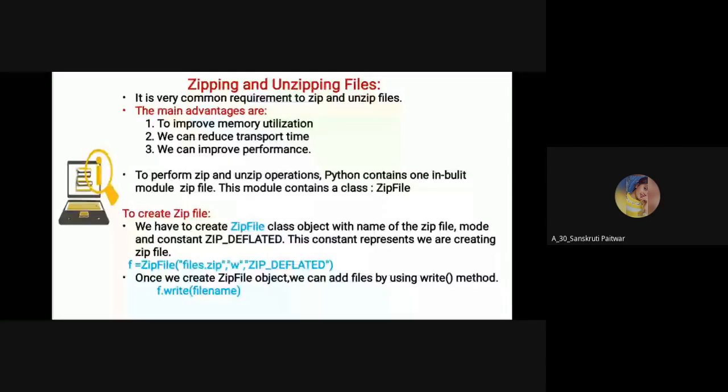Then write "w", that is the write mode, and then ZIP_DEFLATED. ZIP_DEFLATED is a constant and it is compulsory while you are creating a zip file. So that means you are creating a file. Once we create a ZipFile object, we can add files by using the write method. Suppose I want to add 1.txt, 2.txt, 3.txt.